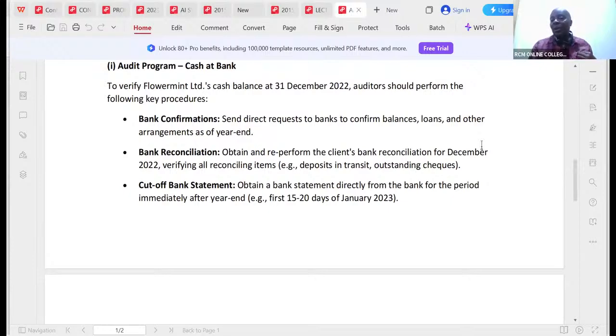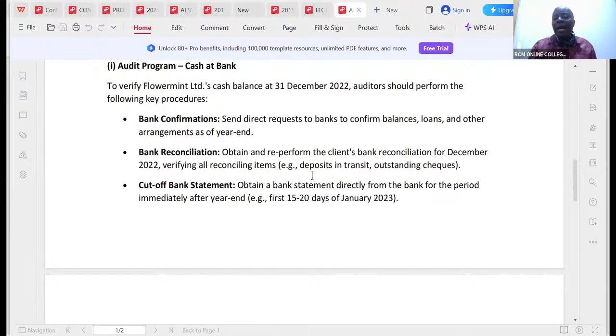Remember, it's about sampling. We don't do it for the whole year. For December 2022, verifying all reconciling items. Cutoff. Remember cutoff, we do cutoff towards the end of the year and immediately after the year end. We have to look at so many transactions there just to ensure that whatever transactions are captured in 2022 in the financial statements, for sure, they belong to 2022.